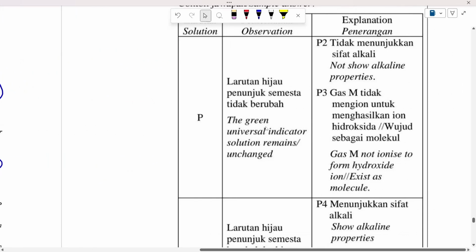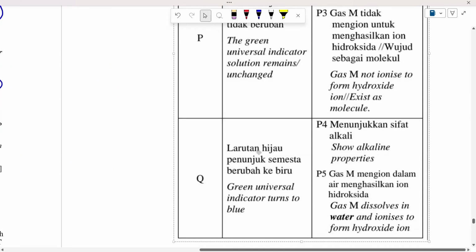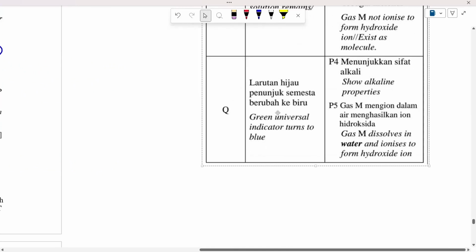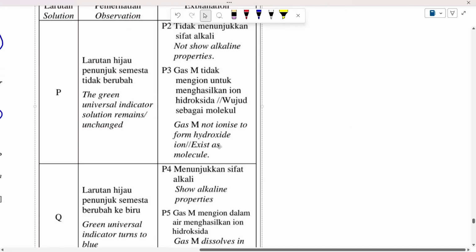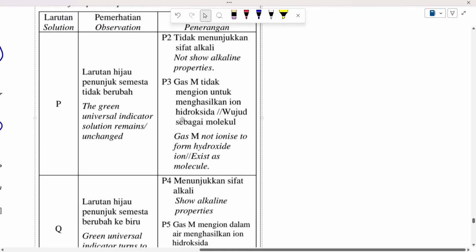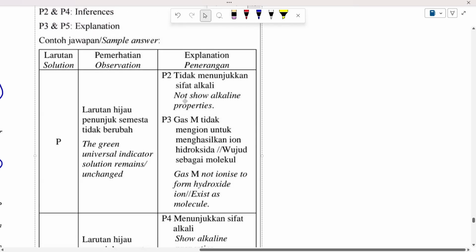So this presentation is made in table form. Let's see the points. In solution P, the green solution remains unchanged, or it shows the green color, right? Then for this P, it cannot show the alkaline properties, not showing the alkaline properties.